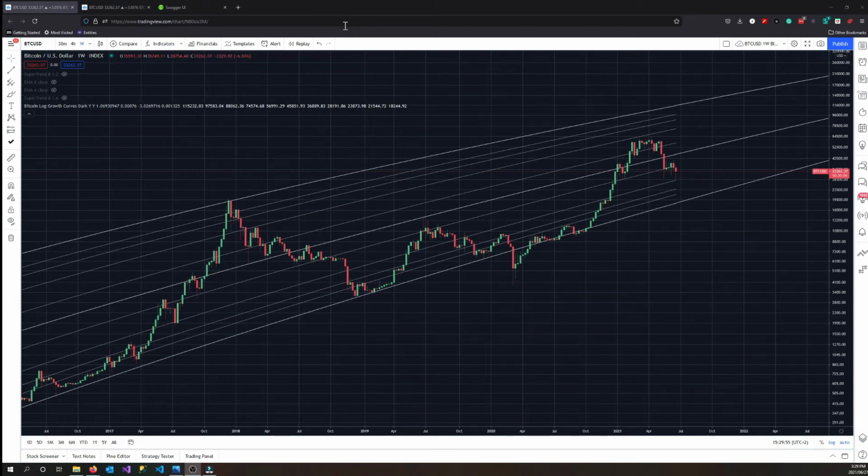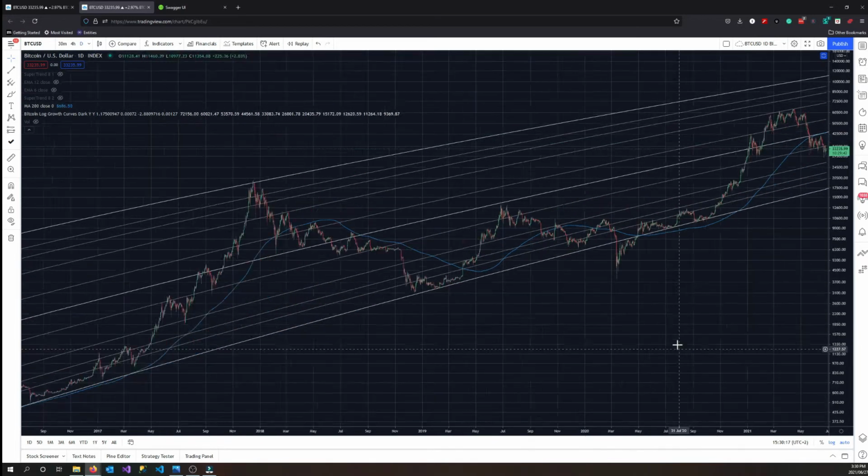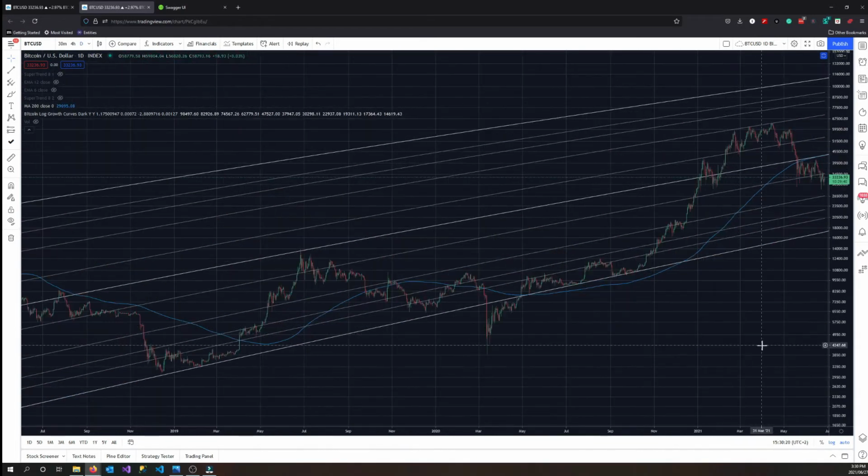Okay, now I've done a similar thing on the daily chart, also using logarithmic growth curves, but here I've changed the settings slightly to give me better fits over the more recent price action, because the older price action from years ago is now less relevant. And so the curves are slightly different compared to the weekly view.